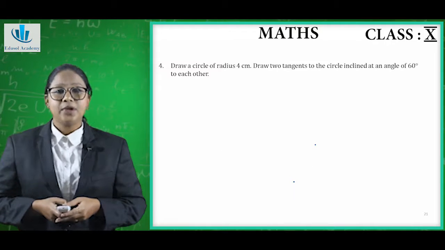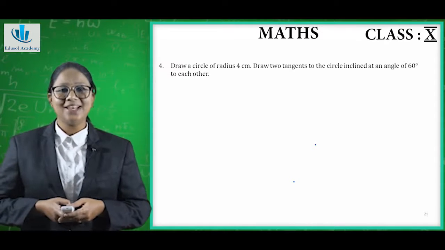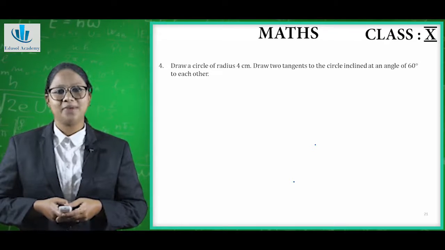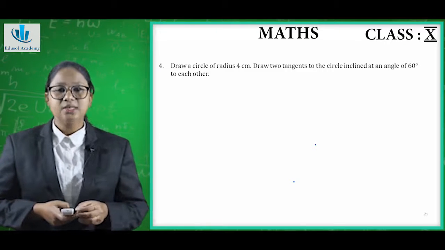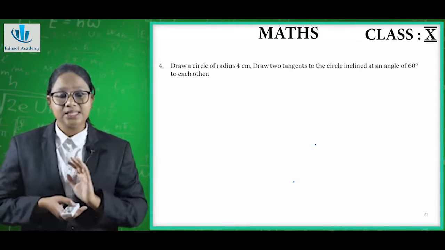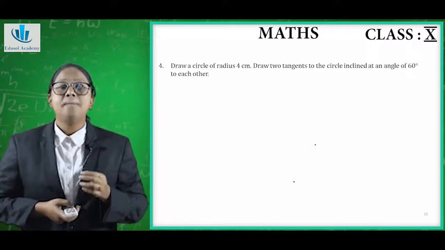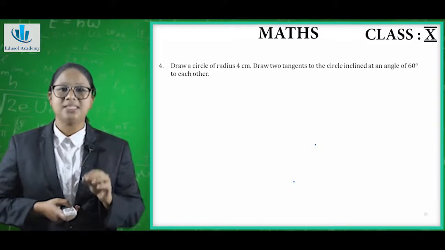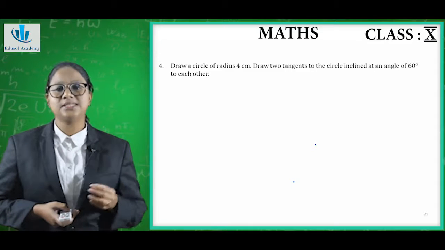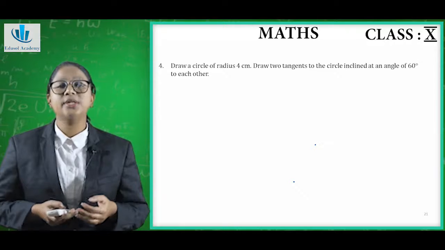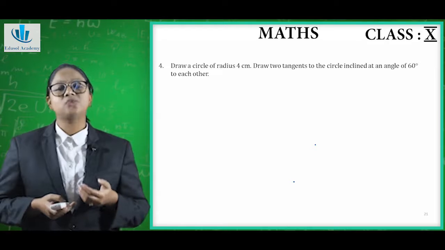Now the next question, draw a circle of radius 4 cm. Draw two tangents to the circle inclined at an angle of 60 degrees to each other. So it's the angle of inclination between the tangents. Again, the angle at which the tangents are inclined to each other is supplementary to the angle subtended by the radii at the center. So if the angle of inclination of the tangents is 60 degrees, then the angle between the radii will be 180 minus 60, that is 120 degrees.